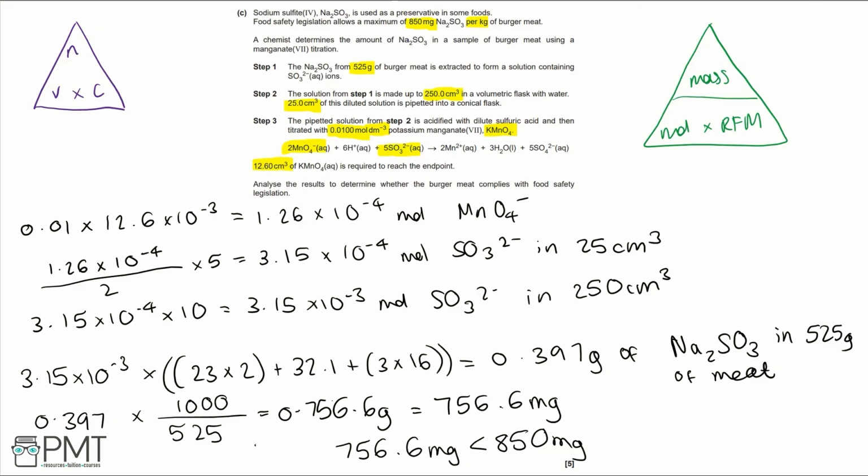To get the 5 marks for this question, you get a mark for working out the moles of the manganate ions. You get a mark for working out the moles of the sulfate ions. You get a mark for working out how much is in 250 centimeters cubed. Then you get a mark for working out the mass of sodium sulfite in 525 grams. And then you get a mark for working out how much is in a kilogram, and then saying at the end that it's less than 850 milligrams.